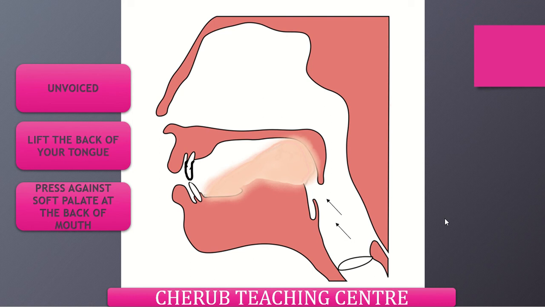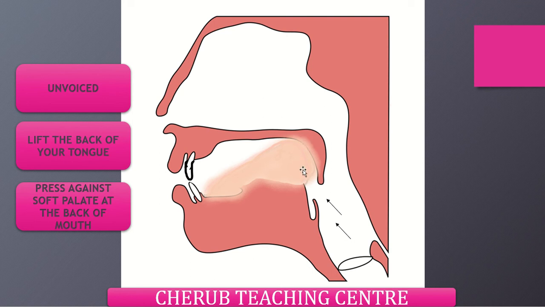Now since I already informed you that we are going to utilize two speech organs specifically, one is the soft palate, another is the back of the tongue, I've drawn in front of you how the positioning of the tongue has to be. You need to lift the tongue so that the back of the tongue is touching the soft palate.